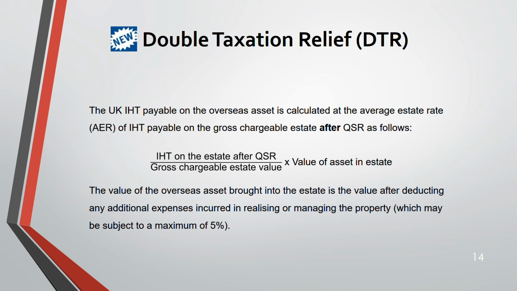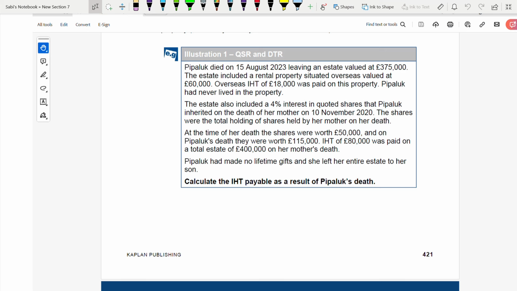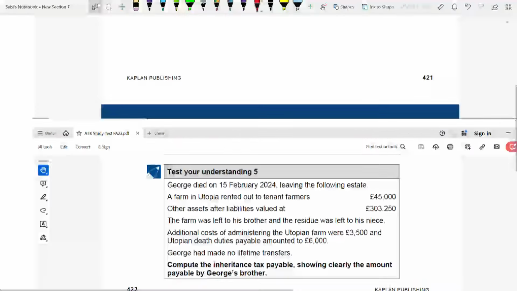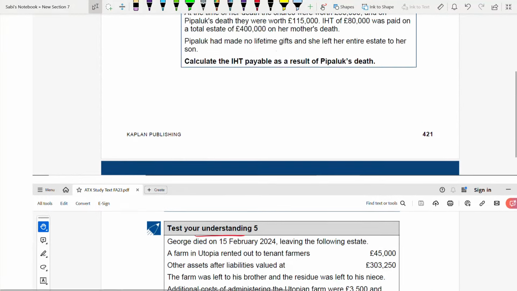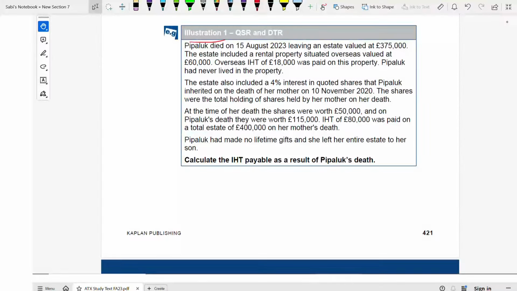Now let us do a question. We have two questions dealing with QSR and DTR. Illustration 1, test understanding 5. So let us first finish illustration 1. Calculate IHT payable as a result of Pipa Luke's death. So Pipa Luke died on 15th August 2023. Estate value is 375. Rental property situated overseas valued at 60,000. Overseas IHT of 18,000 was paid. Never lived in the property.